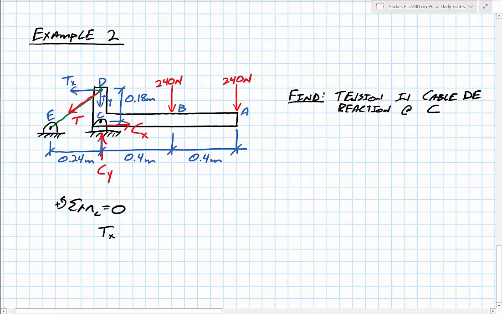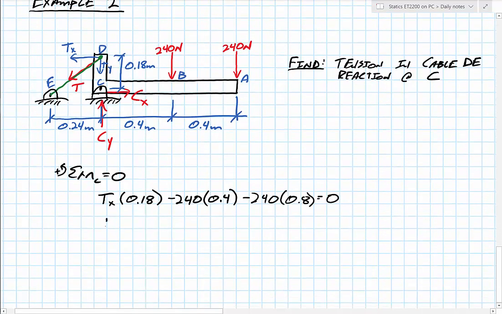So I'd have tension in the x direction times the lever arm, and this is positive, meaning it's going this way about point C. And its lever arm would be that 0.18, or that y distance. Then I have those two 240 Newton forces. The first one is 0.4 away. Now these are creating clockwise or negative moments about point C, minus my other force and its distance 0.8. Set the whole thing equal to 0.